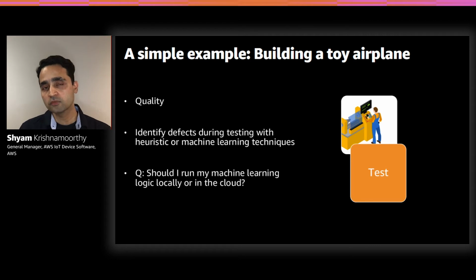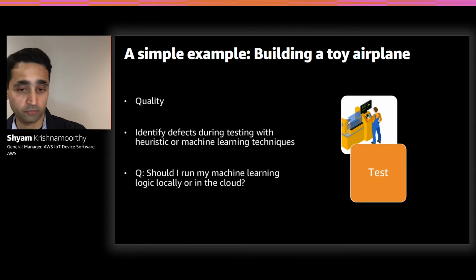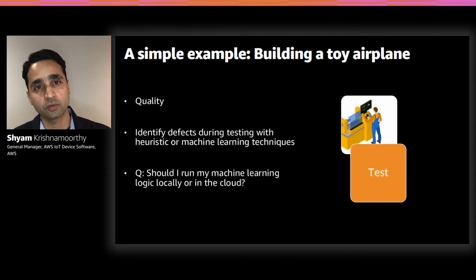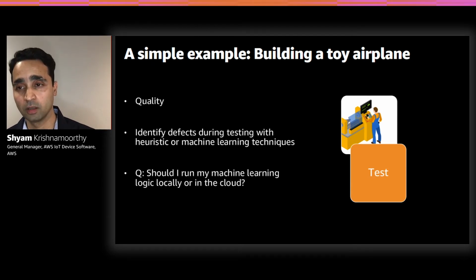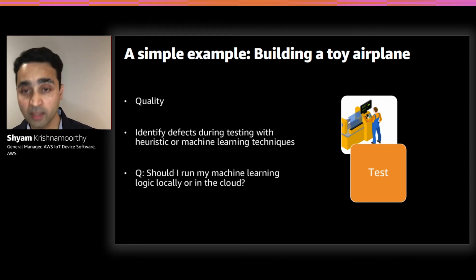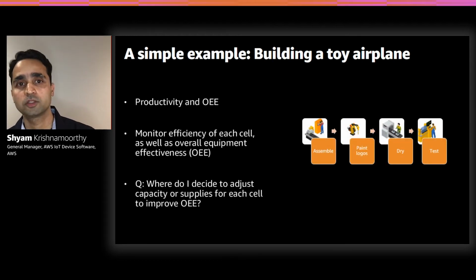In each of these, you'll see that some of the processing, for example in this case, you want to do the inference locally so that you can continue having the factory be effective in spite of unreliable connectivity. But you want to do the training in the cloud where you've got all the computing power to refine that model over time.